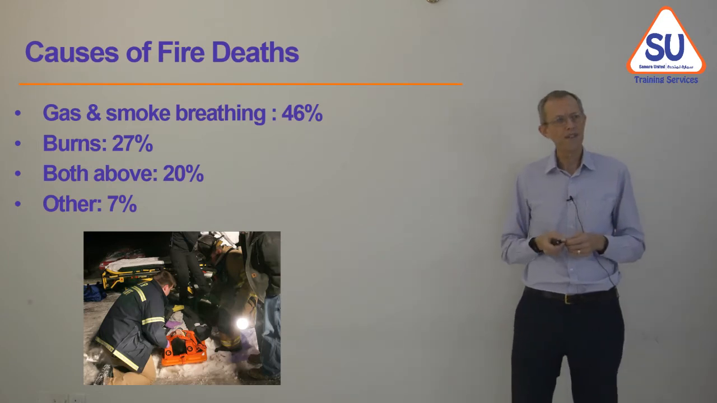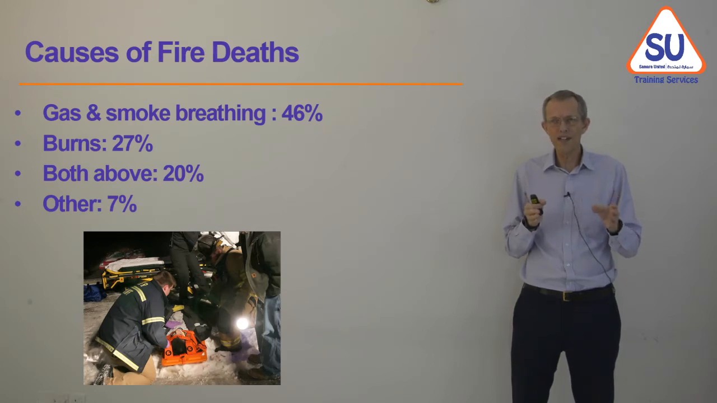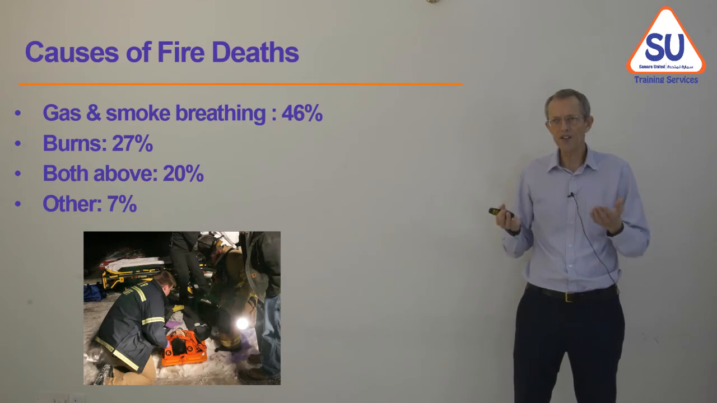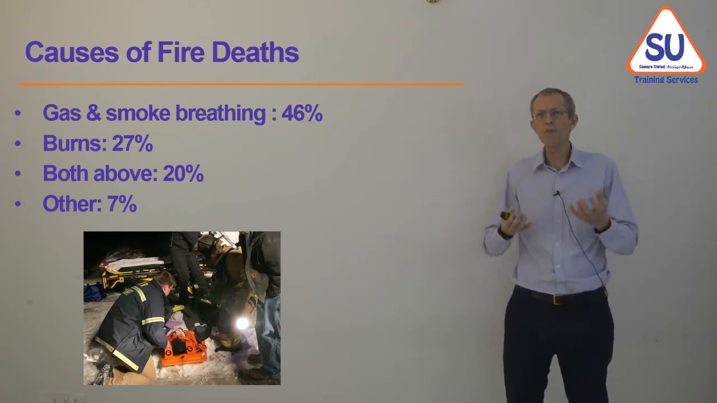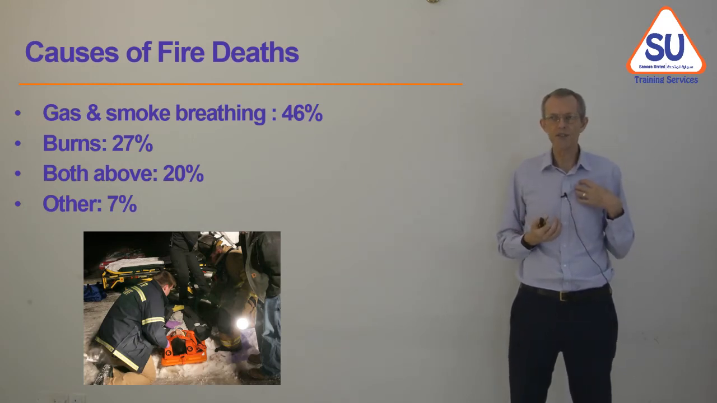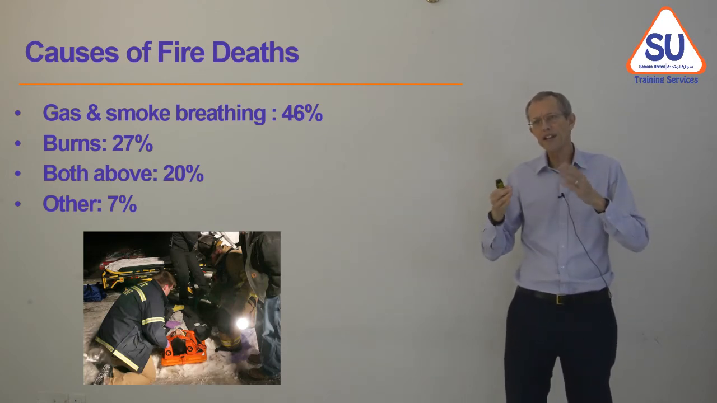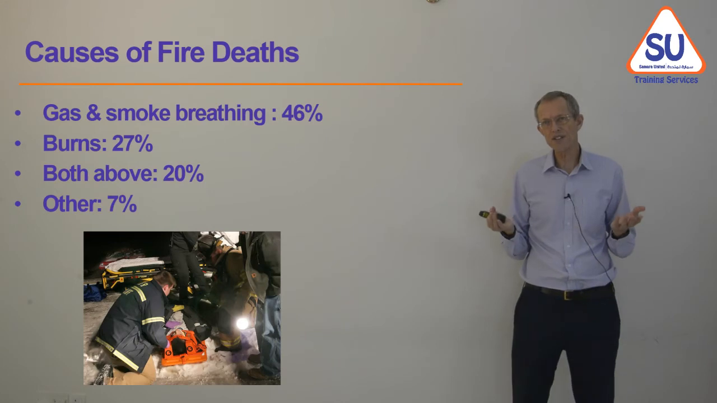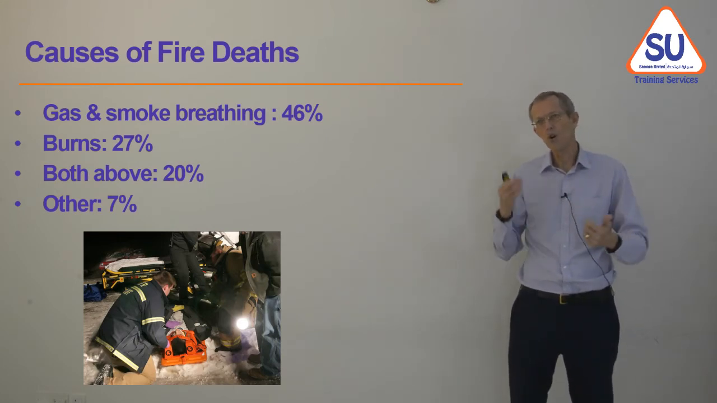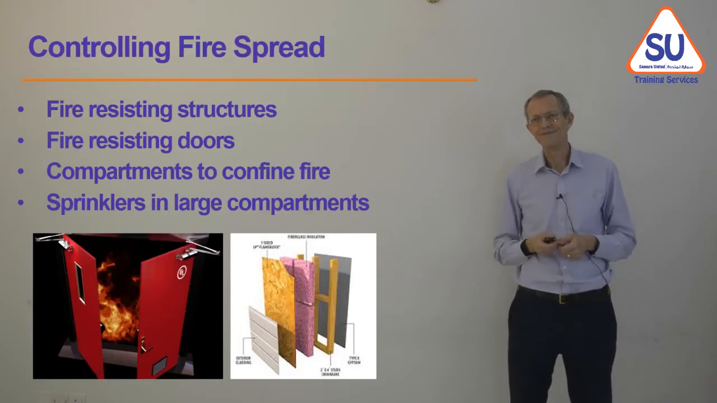Causes of death with fire. Well, interestingly enough, the most common cause of death is not the flames, it's the smoke and the gas carried by convection that most likely kills people, because they're breathing all this smoke and other contaminants that gets them and kills them first. Burns count for 27%, and then both together count for 20%. So that's 93% of deaths in fires are either the smoke or the burns or both together.